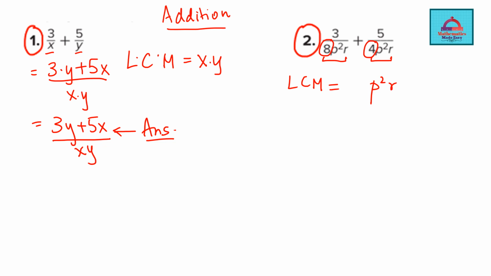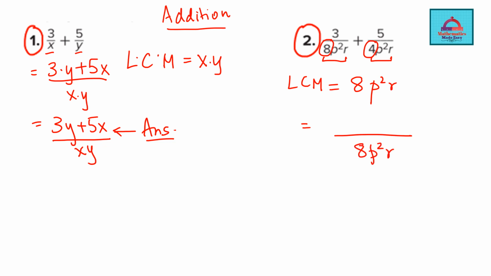So when you have a case where one number is 4 and the other one is a multiple of that same number, 4 multiplied by 2 is 8, you always take the bigger one for the LCM. So the LCM here, in order to make the denominators equal, would be 8p square r.